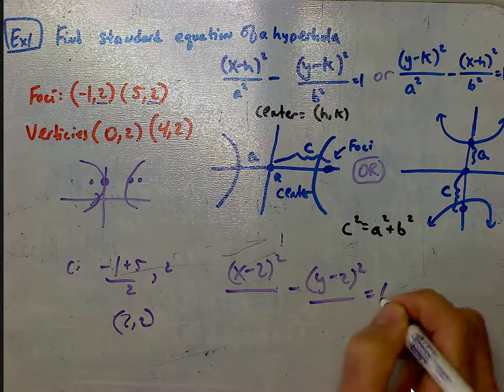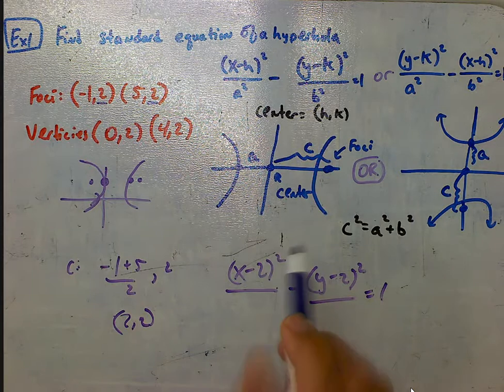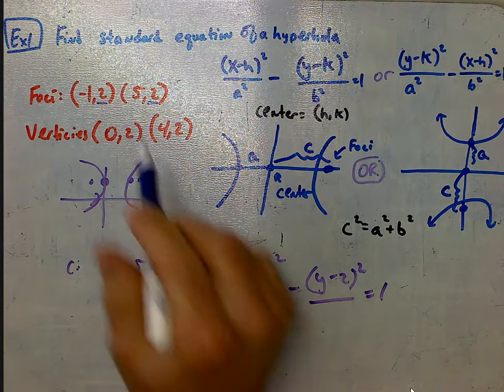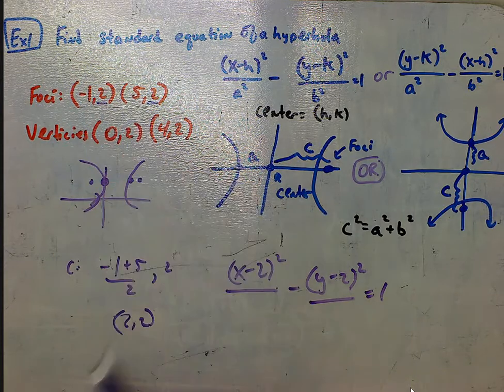We know a has to be the distance from the center, 2, 2, to the vertices of 0, 2 or 4, 2. So you know a is going to end up being 2 because it's 2 spaces away. So a squared is 4. 4 goes right there.